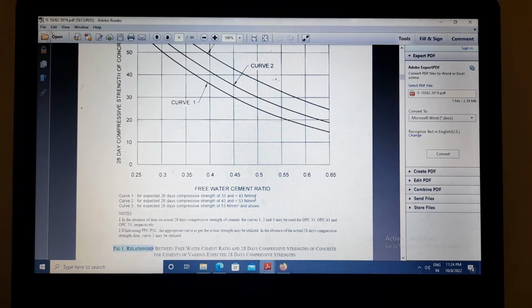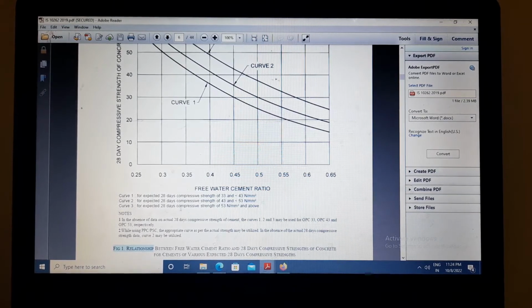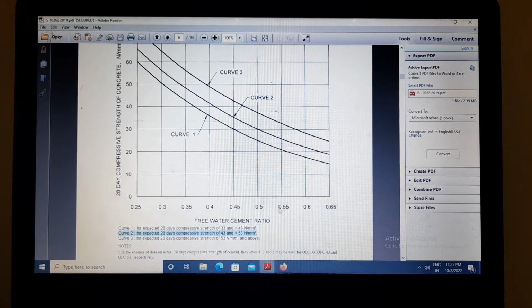Here we are using cement of PPC. While using PPC, the appropriate curve as per the actual strength may be utilized. In the absence of 28 days compressive strength, curve 2 may be utilized. We had checked the compressive strength of the cement earlier, so we can proceed as per this criteria. If you don't know the compressive strength of PPC, the note says you should proceed with curve 2. So now I am proceeding with curve 2.